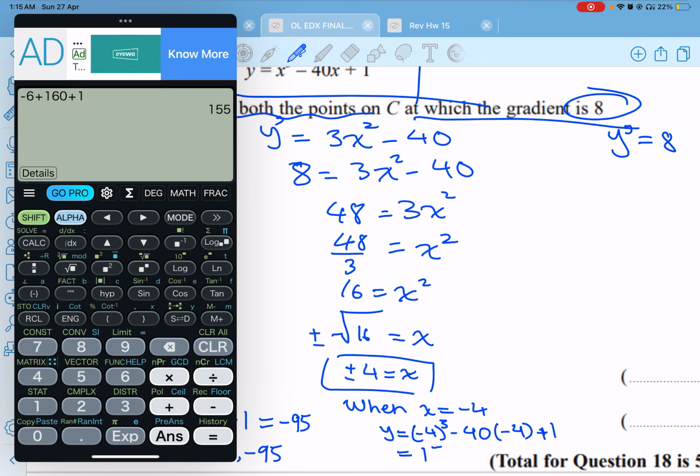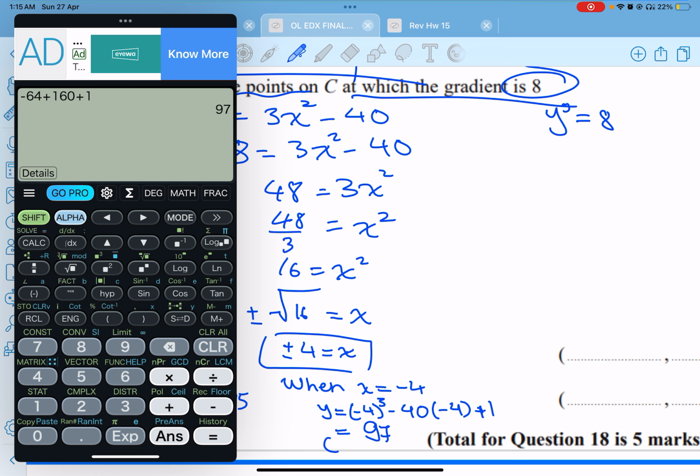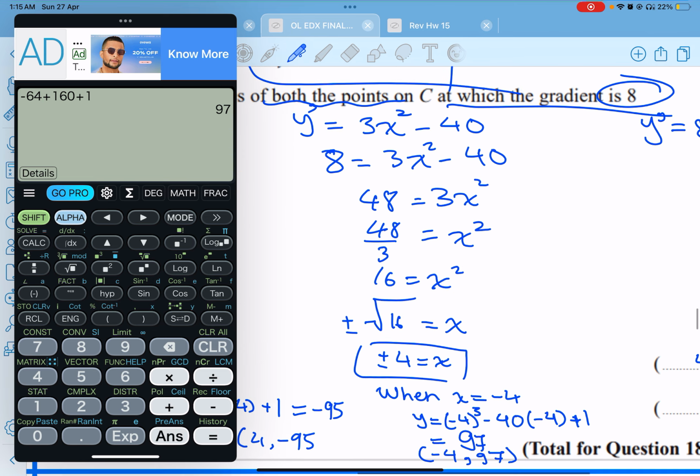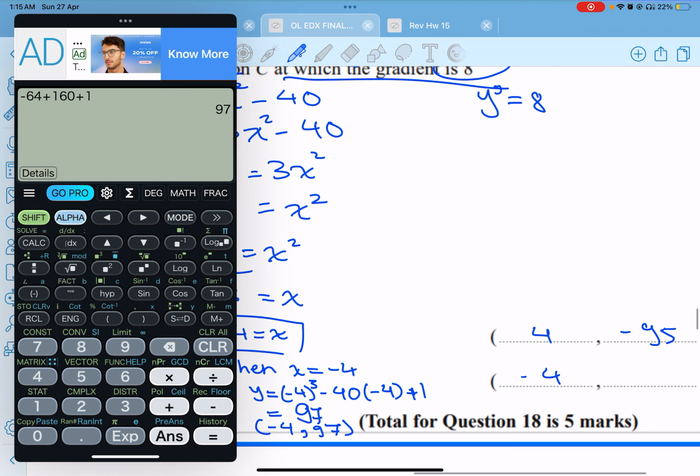It's going to be 155. Oh no, it's 64. So that's going to be 97. So negative 97. So I have either 4, negative 95, or negative 4, 97.